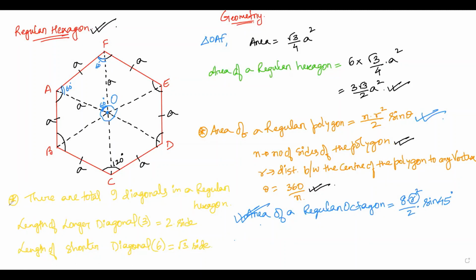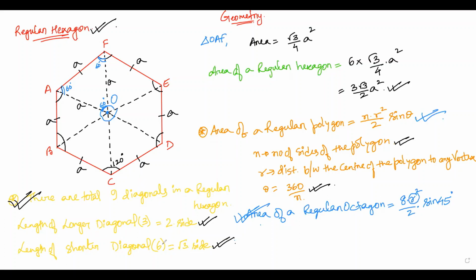Also, there are total 9 diagonals in a regular hexagon, out of which 3 are longer diagonals, which are AD, BE, and CF, and 6 are shorter diagonals, which are AE, EC, CA, and BF, BD, and DF. The length of the longer diagonal would be A plus A, that is 2A, that is 2 into side, and the length of the shorter diagonal is root 3 times the side.